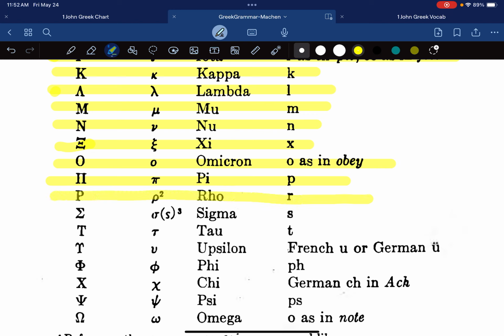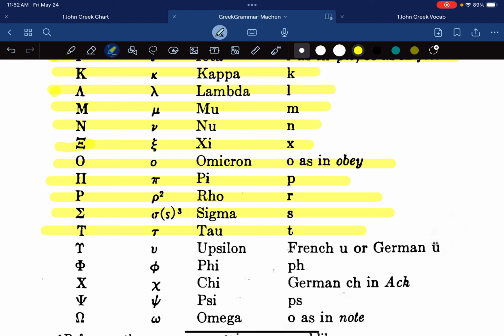Then we have the letter rho, and you don't want to confuse the rho with a P in English. It is the R sound, as in run. Then we have the sigma, and the sigma, if you'll notice, has two letters. The first one you put anywhere in a word other than the last letter. If the sigma is found as the last letter in a word, it will always be the second sigma. And sigma is pronounced like our English letter S, as in sorry or sick.